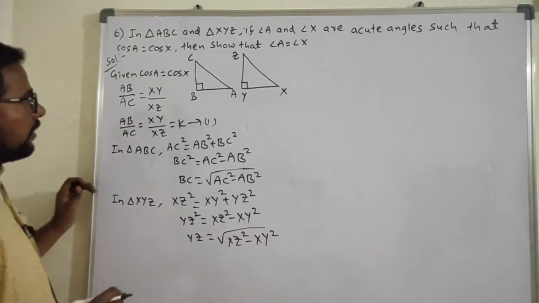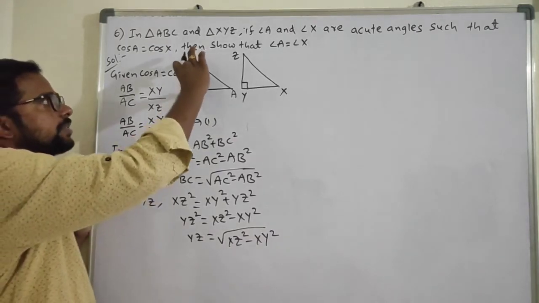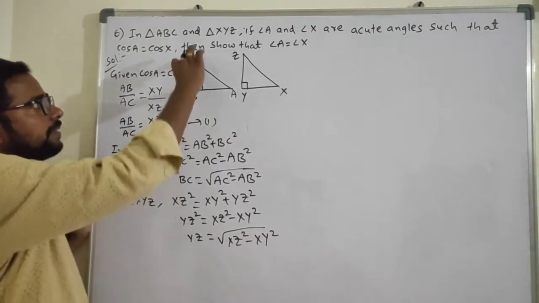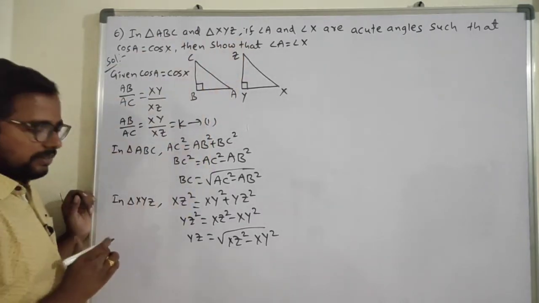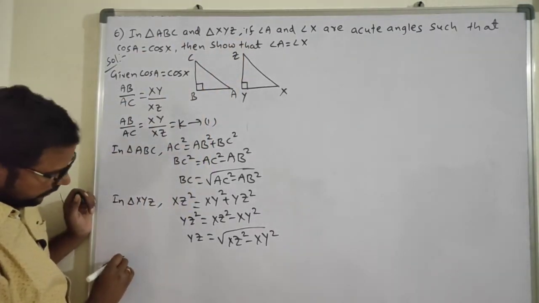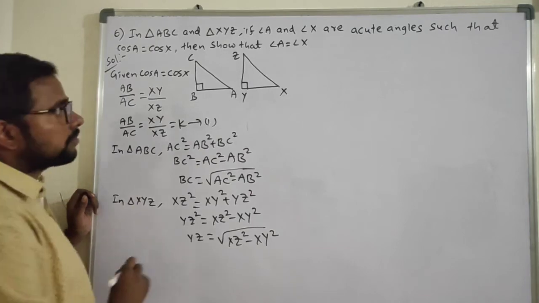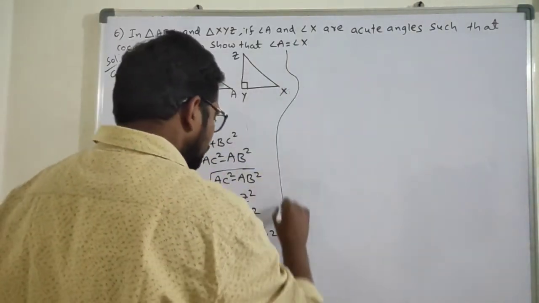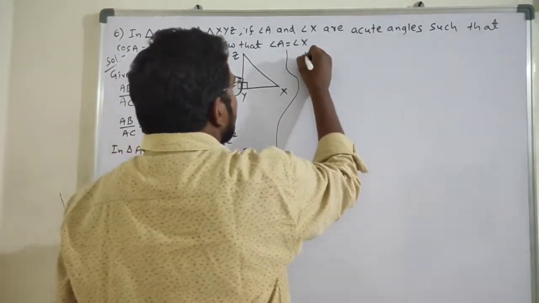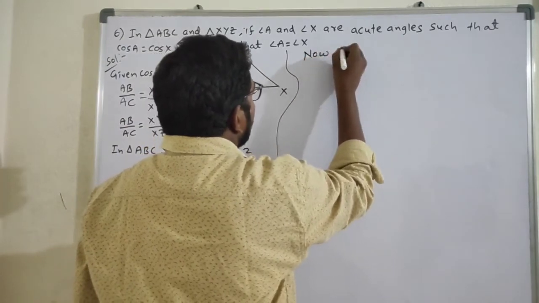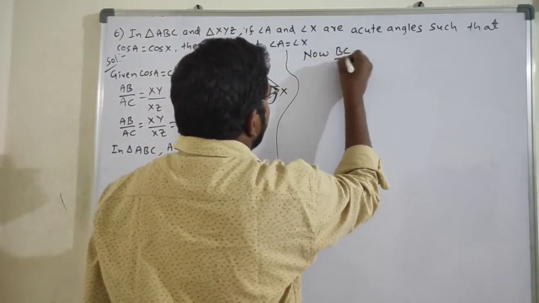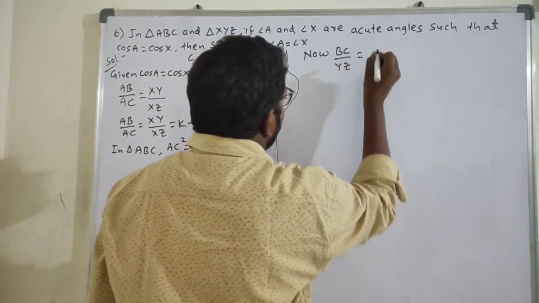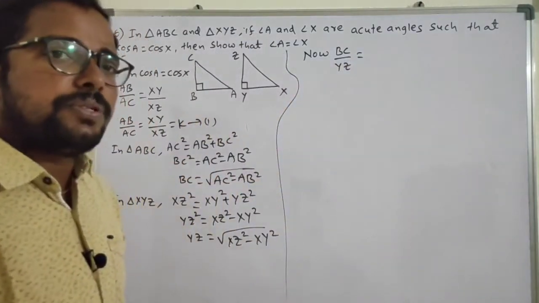Now take the ratio of opposite sides. So BC by YZ is equal to, take the ratio of the opposite sides.